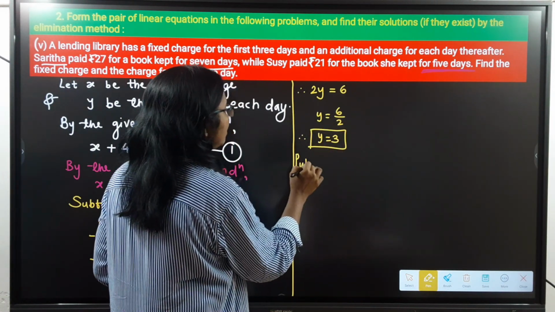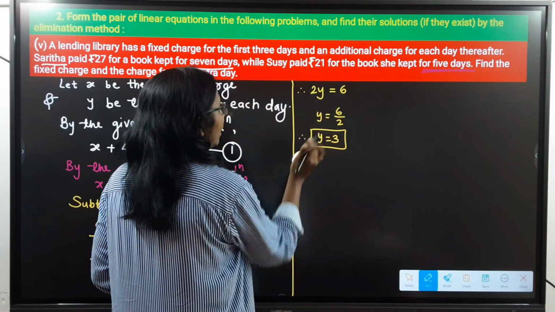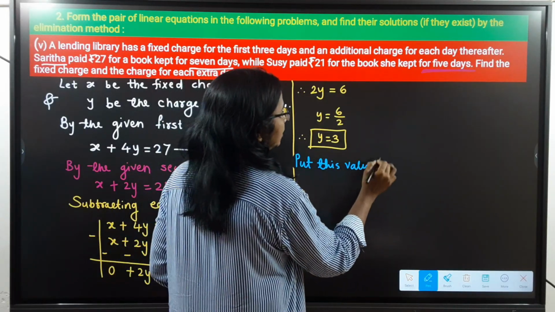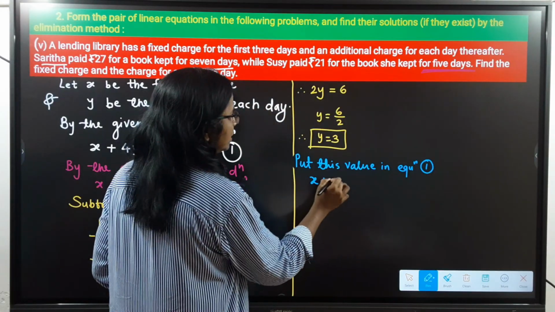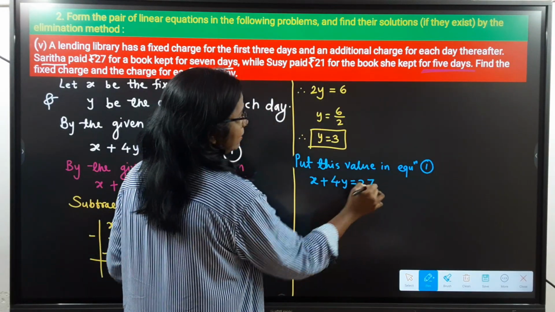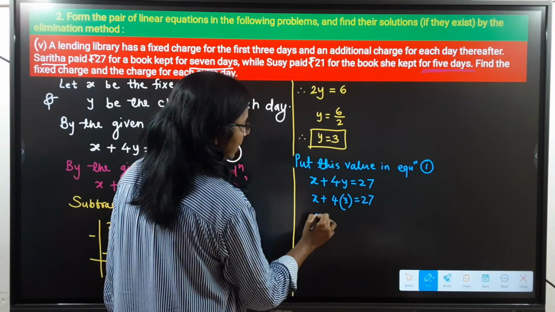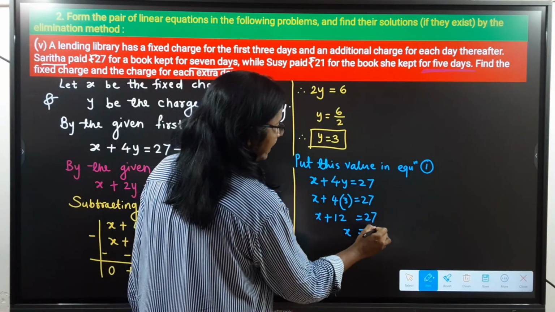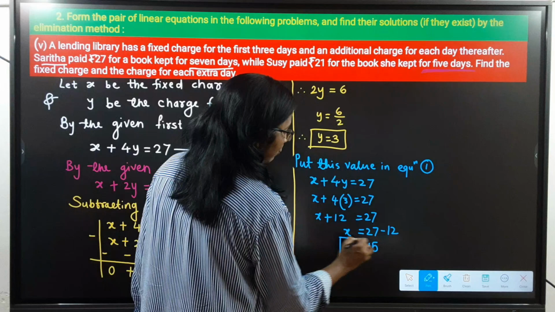Now here students, put this value in equation 1. The equation 1 is x plus 4y is equal to 27. So here x plus 4 multiplied by 3 is equal to 27. So x plus 12 is equal to 27. So x is equal to 27 minus 12. So that means x is equal to 15.